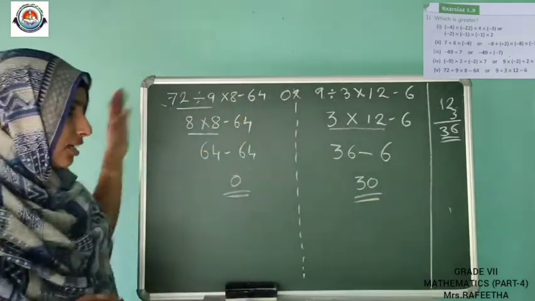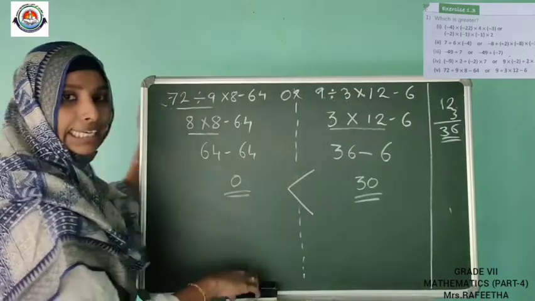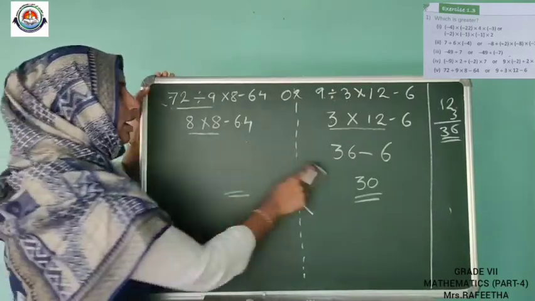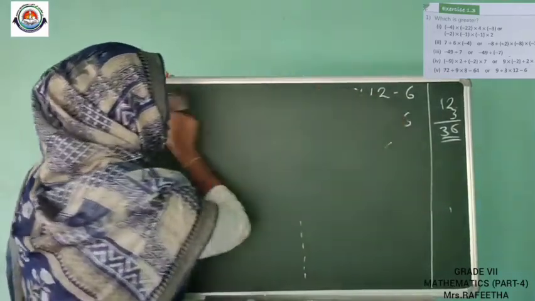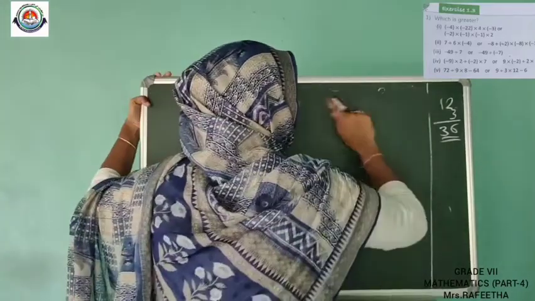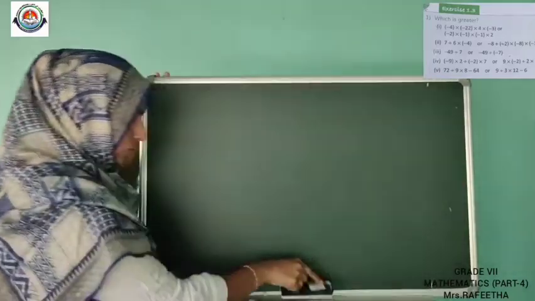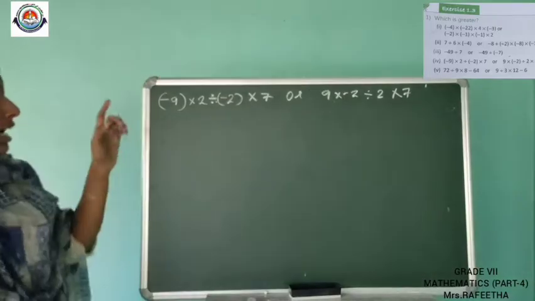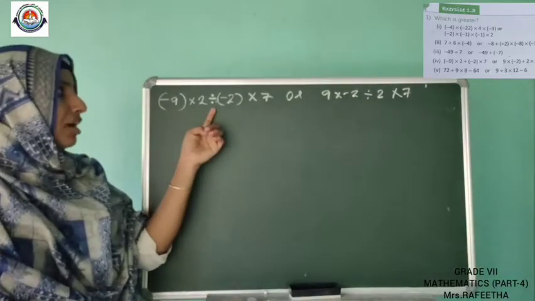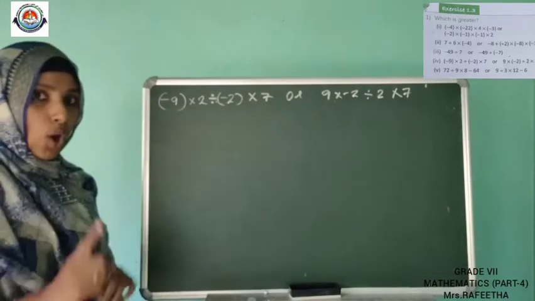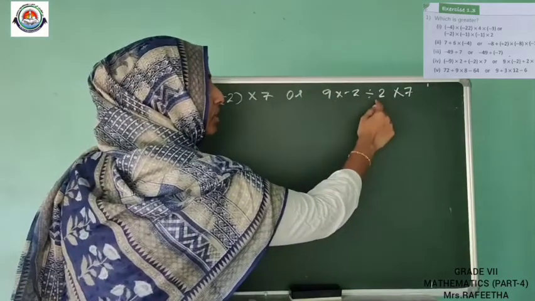Which is greater here, 0 or 30? So 30 is greater here. Next we can do another problem, similar to this, where we want to check which is greater. Okay, so the next question is minus 9 into 2 divided by minus 2 into 7, or 9 into minus 2 divided by 2 into 7. Which is greater?